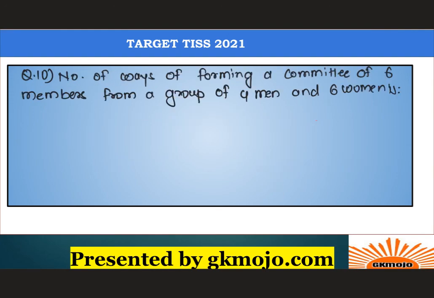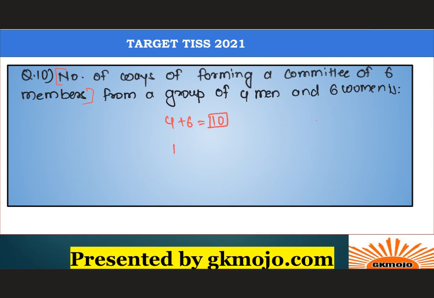Number of ways of forming a committee of 6 members from a group of 4 men and 6 women is. So they want to form a committee of 6 members. They have not mentioned how many men or how many women they want specifically, right? So this is a straightforward question, but a lot of variants are possible in this committee type of questions, right? So the total number of members is 4 plus 6, that is 10, right? This is the total number of members. Okay, and we need to form a committee of 6.